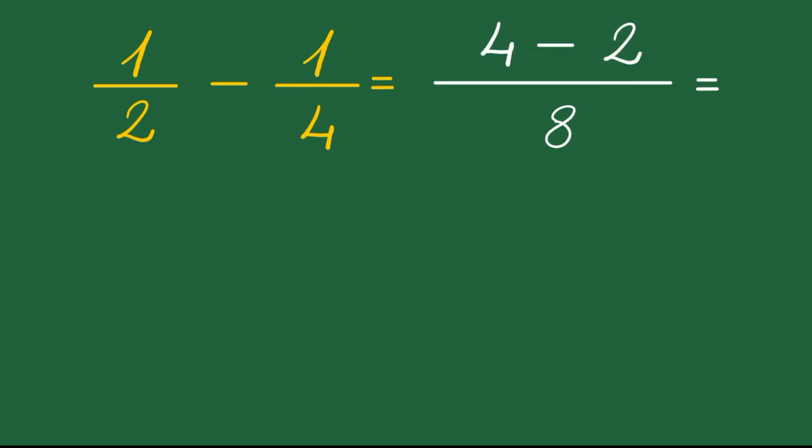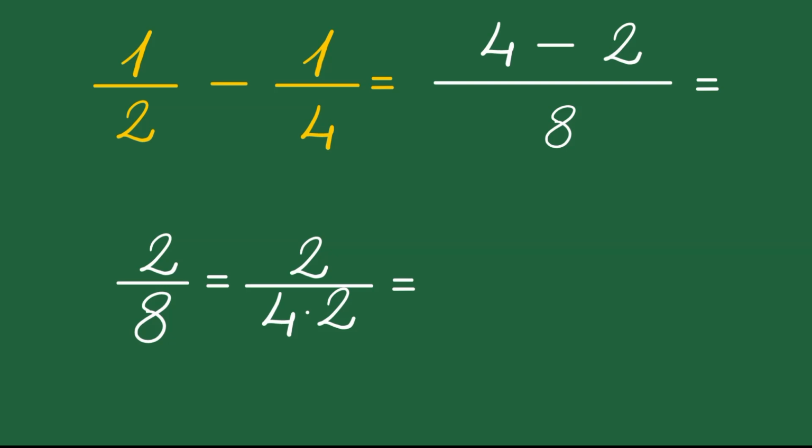Since we have to subtract the two fractions, we need to subtract 2 from 4. We write 8 as 4 times 2 and then simplify. The result is 1/4.